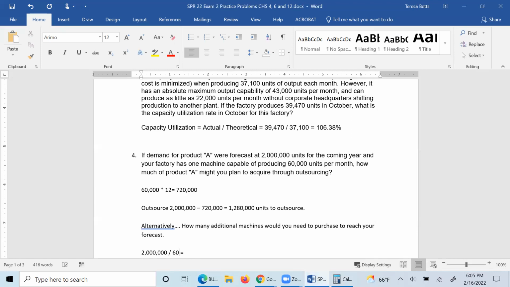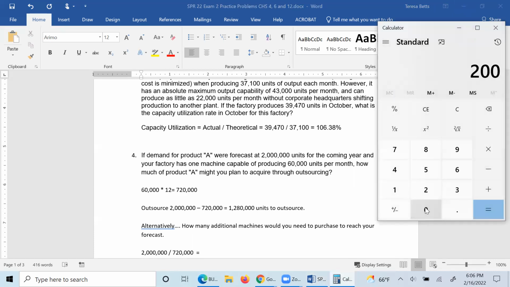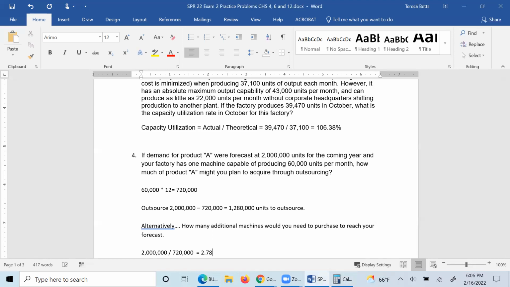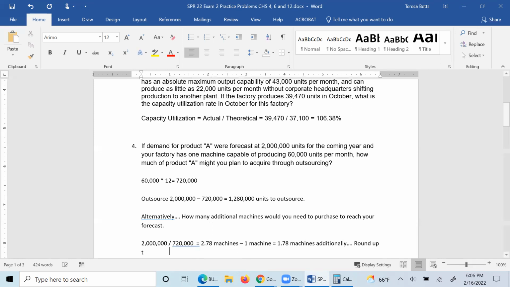One machine can produce 720,000 units. So that's what I need to divide by. So I need to come back and go, all right, so I've got my 2 million divided by my 720,000, how many units a single machine can produce in a year. And that tells me that I need 2.78 machines minus the one machine I already have. Says that I need 1.78 machines additionally, which we round up to 2.